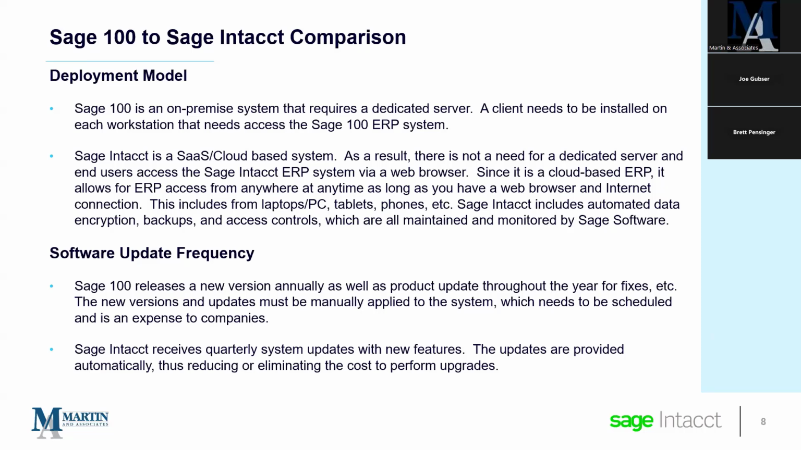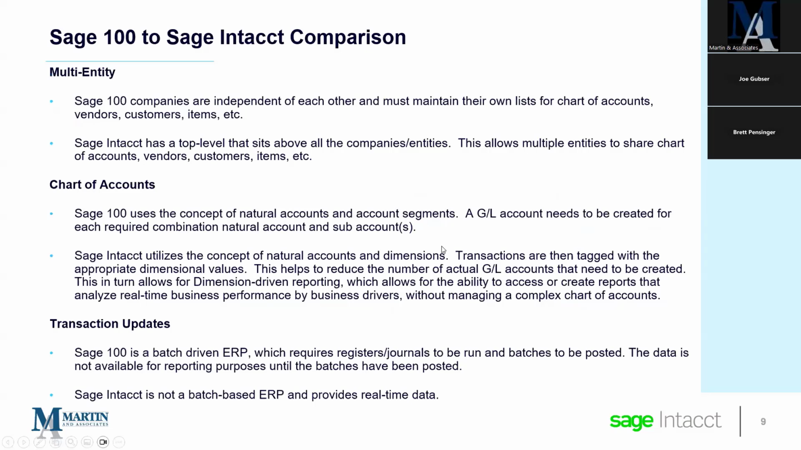Sage Intacct has quarterly new feature updates that get released. So they're quarterly, so 4 times a year. They automatically get applied. So there is no cost for upgrades. There is no downtime. They'll get installed overnight, and you'll just come in the next day and be on the next version, and you really won't even know it, other than maybe seeing some new features out there or whatnot. But no downtime to your company, and no cost as well for the updates.